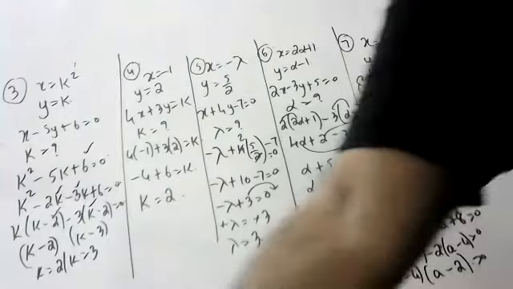Next one, Yashasvi. Yashasvi, are you there? Yashasvi? Navneet, are you there? Yes, sir. Navneet, tell me a sum. Sir, I don't have the question. I will write the question.